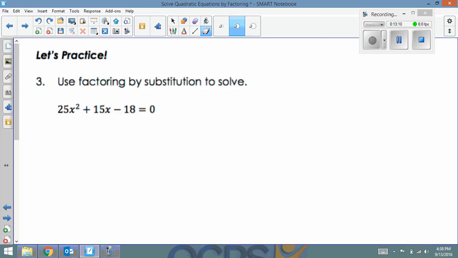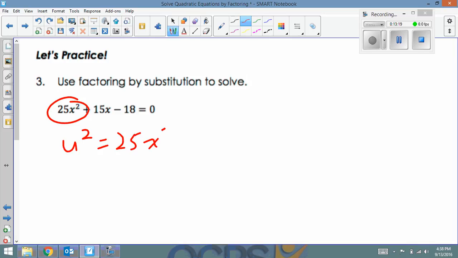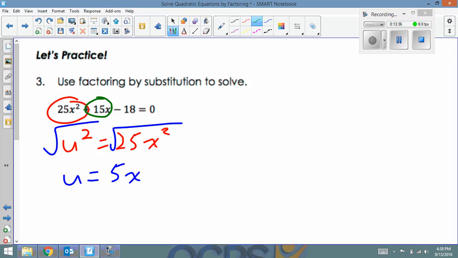All right, so this one's already set up for us. So what we're going to do, we're going to take this 25x squared, and we're going to name that u squared. We know u squared is going to be 25x squared. Therefore, by taking the square root of that, we know that u is going to be 5x. The square root of 25 is 5, and the square root of x squared is x. Okay. Our b value is 15x. Well, what did they multiply to get that 15x? They multiplied it by 3, so we know 3u is going to be 15x. So we got our new formula of u squared plus 3u minus 18 equals 0.